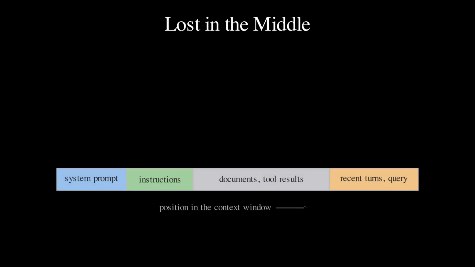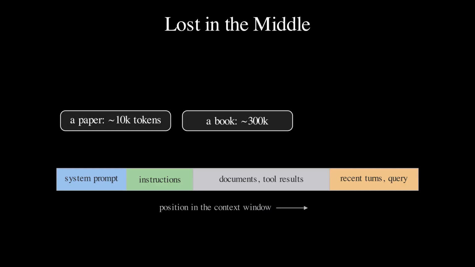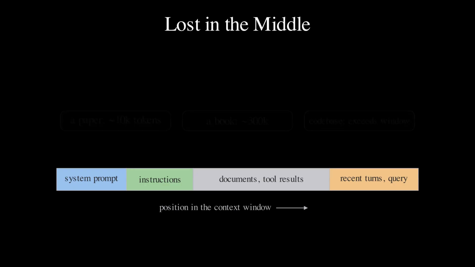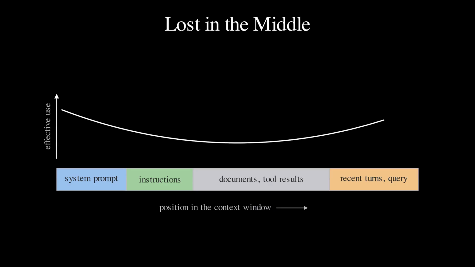Now the window itself, the finite sequence the model receives at a single invocation. Frontier windows run from roughly 100,000 to 1,000,000 tokens. A dense paper is perhaps 10,000 tokens. A book, a few 100,000. A large code base exceeds any window, and these figures are a point on a fast trajectory, not a ceiling. The lesson that survives each increase: reason about how to use a window, rather than assume the next one makes the question moot.